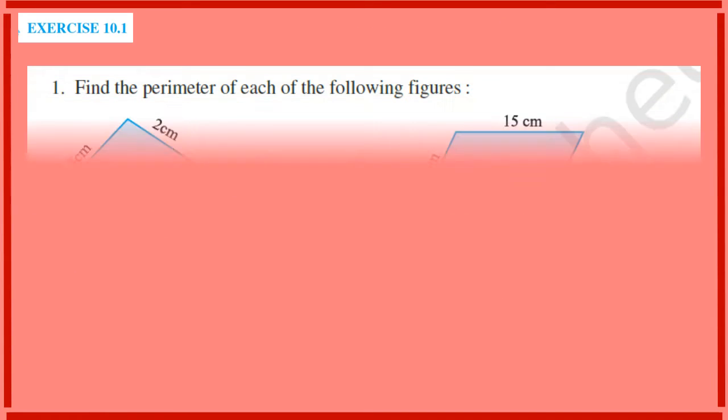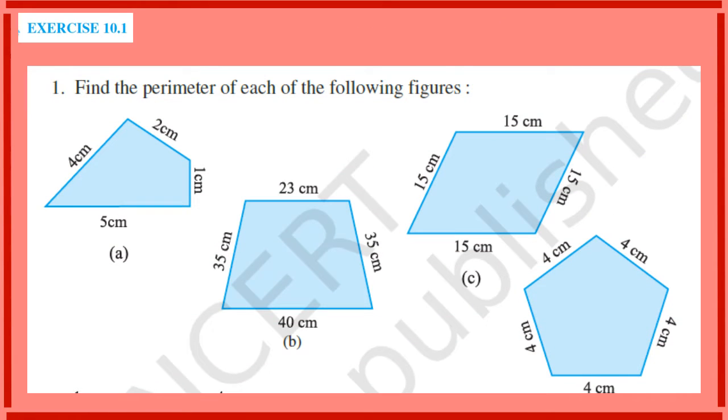Question number 1. Find the perimeter of each of the following figures. Perimeter means the length of the boundary of any closed figure. So how to find the perimeter? You just have to add all the sides. In the first figure, all these sides you have to add to get the perimeter. So it will be 4 plus 2 plus 1 plus 5, which is equal to 12 centimeter.